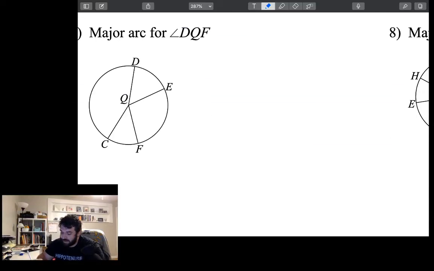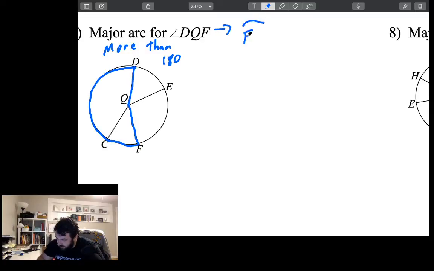Remember that we can name angles with 3 letters, and make sure you're paying attention to that. So the major arc for angle DQF. I've got D down to Q and over to F here. Major arc is the more than 180, so I'm going the big direction. I'll go from F through C and around to D. So I've got arc FCD is what I'm talking about there.